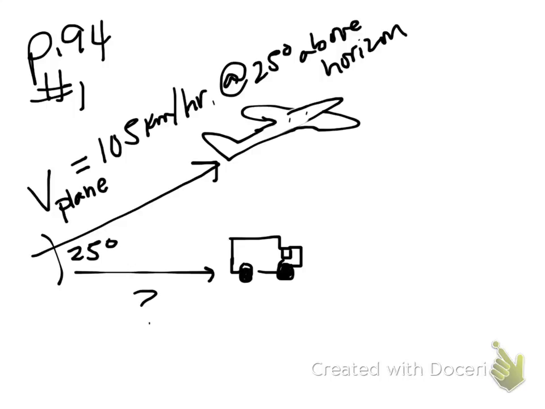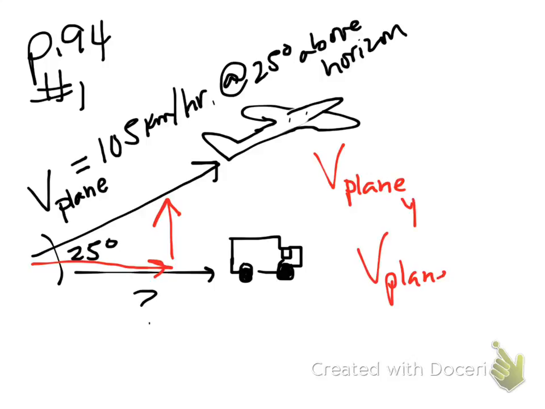What we're asking, so for this plane, and I'm going to change colors here to help out, there is an x component to the plane's velocity, and there's a y component to the plane's velocity. So there is a v plane on the y, and there is a v plane on the x. If the truck wants to stay directly under the plane, which one of those does it have to match?